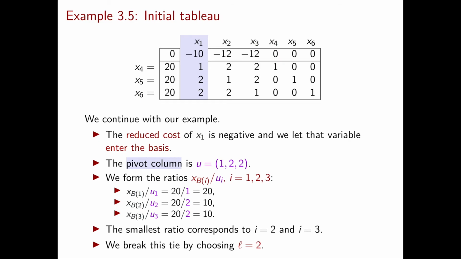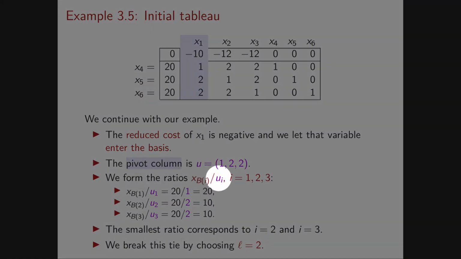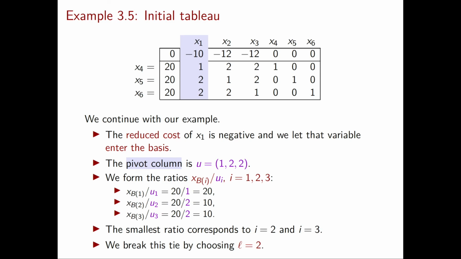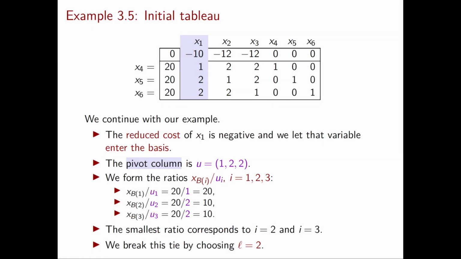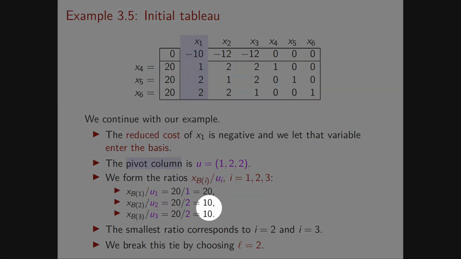The next thing we need to do is find the theta star. To do this, we need to form the ratios xbi over ui. We should consider this ratio only for the indices i for which ui is positive, but in this case all 3 of them are positive, so we need to consider all these 3 ratios. Now to compute xb1 over u1, we can read xb1 here is 20 and u1 here 1, so the ratio is 20. Then xb2 over u2 is 20 divided by 2, which is 10. And finally, xb3 over u3 is 20 divided by 2, which is 10. So these are my 3 ratios. We need to pick the smallest.